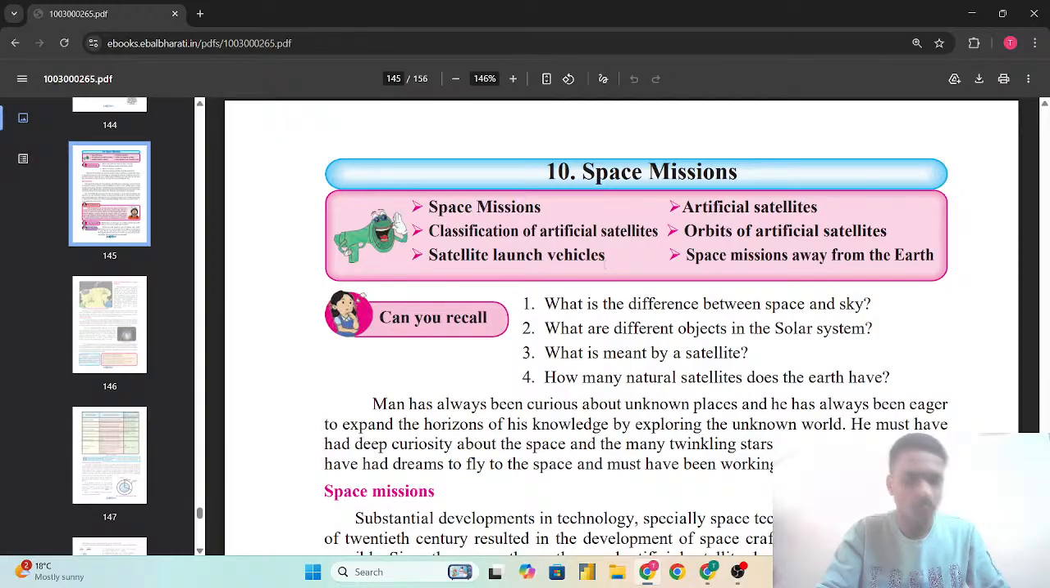So, first of all, there is the 'Can you recall' section which is given here. First question is: what is the difference between the space and the sky? Second: what are the different objects in the solar system? Third: what is meant by a satellite? Fourth: how many natural satellites does the Earth have?